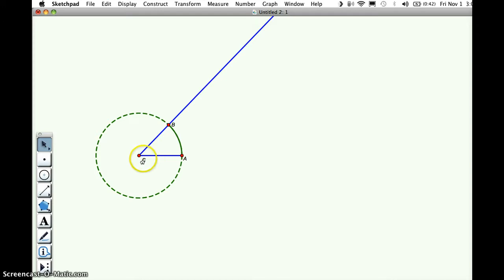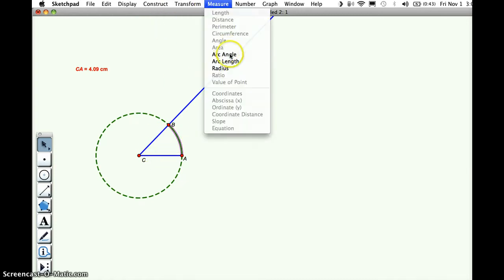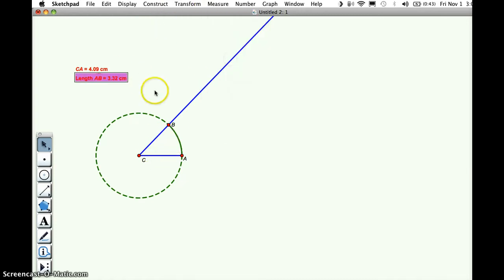Now we will measure CA, which is the radius, and the arc length BA. First, highlight point C and point A, go to Measure, Distance, and now we have the measure of the length of the radius. Now highlight the arc BA, make sure only the arc is highlighted and not the entire circle. Go to Measure, Arc Length, and now we have the measure of the length of the arc.